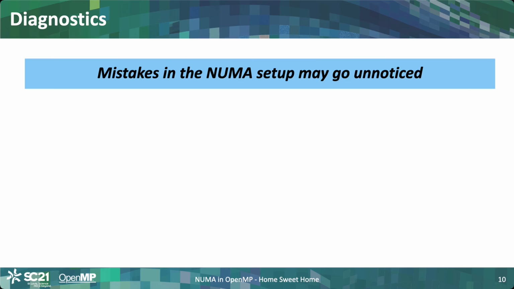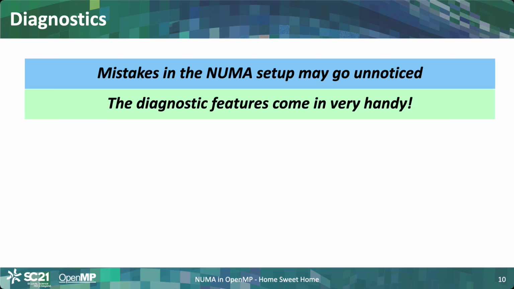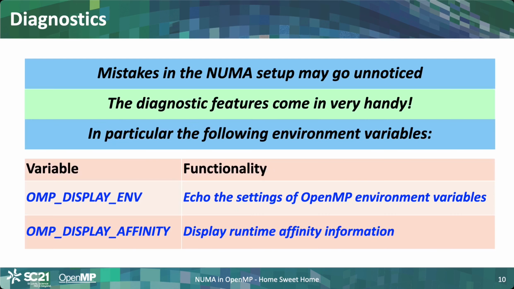But before I do that, I want to talk about diagnostics. Because it's really easy to make a mistake in the NUMA setup. You think you got it all figured out, but your places definition is not right, or your binding, or things can go wrong. Your program will run, but the performance may not be optimal. So these diagnostic features are very handy, and I can highly recommend to use them. The first one is OMP_DISPLAY_ENV. That at program startup echoes the settings of all the environment variables, all the values, including the defaults that have been chosen. And that's a great way to verify every setting, but in particular the NUMA settings.